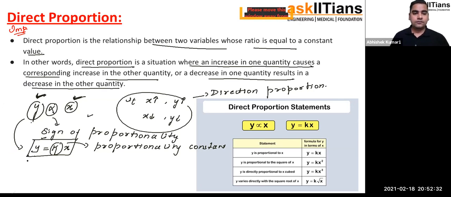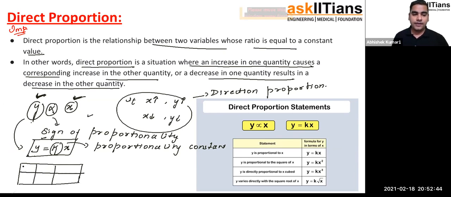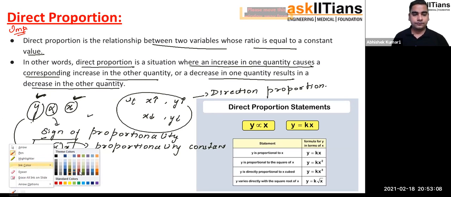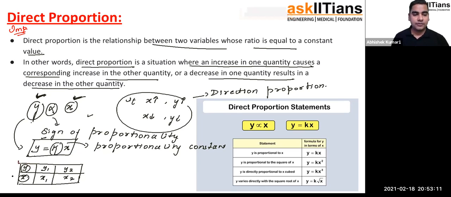Let's say we have a table. I'm drawing a table just to illustrate. Here we are talking about direct proportion. Here I am going to denote the value of y, and here the value of x. Corresponding to y1, you have x1 as the value of x. Corresponding to y2, you have x2. And I am assuming that y is directly proportional to x. Clear?